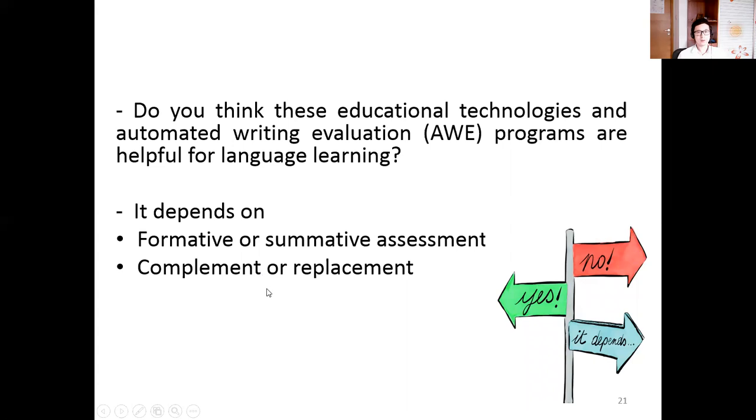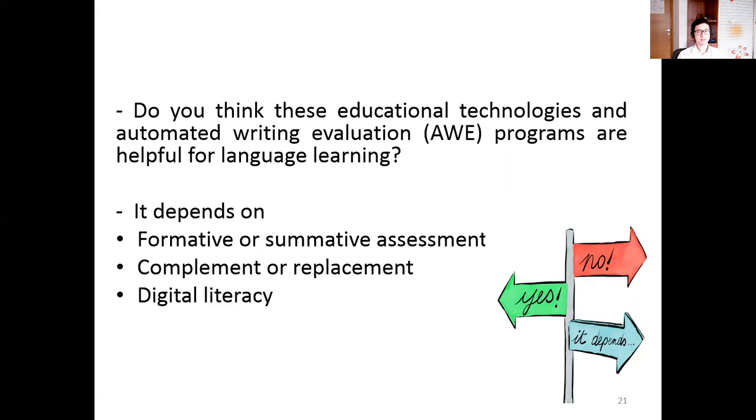Another factor, whether these AW programs are used as complement or replacement to teacher and peer feedback. If they are used together with teacher and peer feedback, students may find them interesting, and also they are more motivated to write and revise because they can have multiple accesses to different types of feedback. That increases their learning diversity.